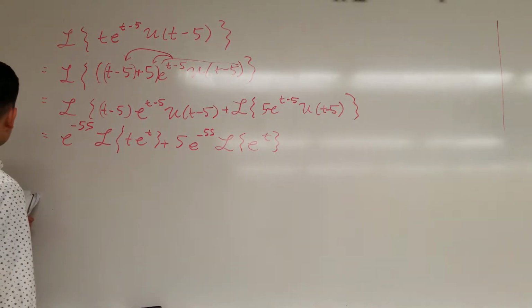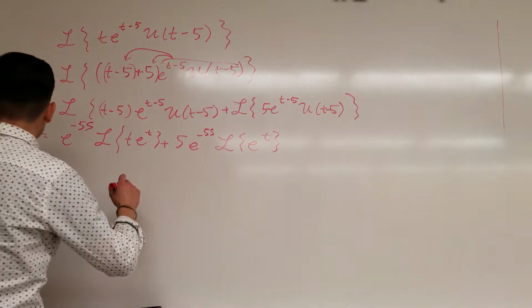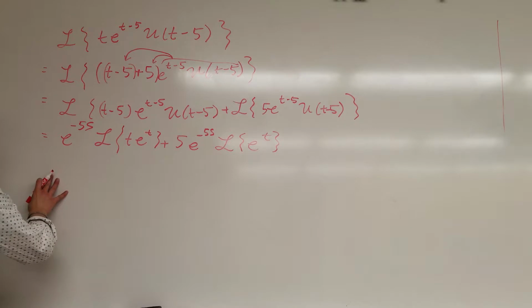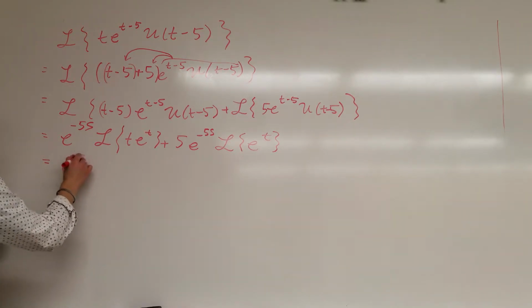All right, so no problem at all, great. Now we have e to the negative 5s.